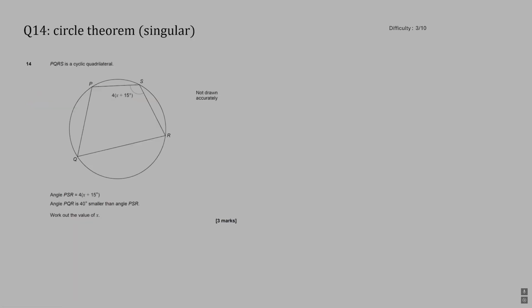Alright, so we've got a circle theorem here. We know that PQR is 40 degrees smaller, so we can use an equation here by using the cyclic quadrilateral circle theorem to see that 4x plus 15 plus the same angle minus 40 equals 180, and you just expand, simplify, and solve for x.